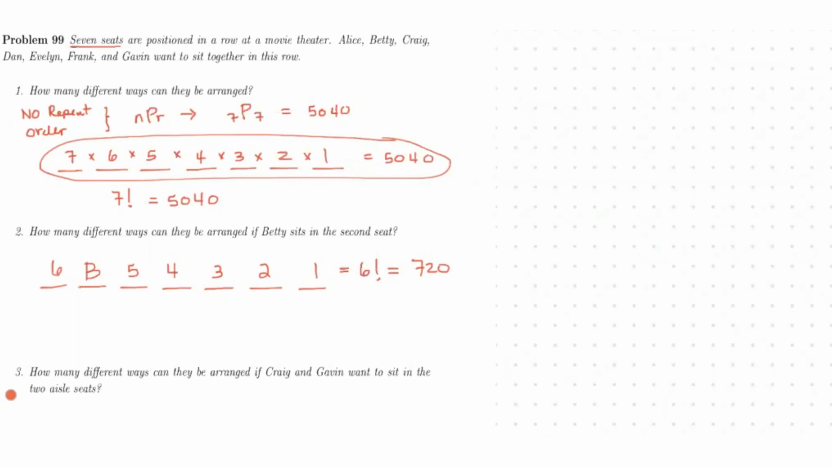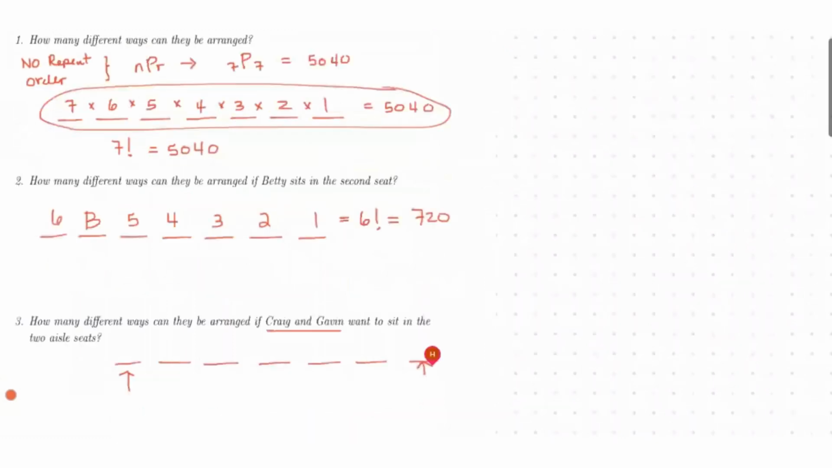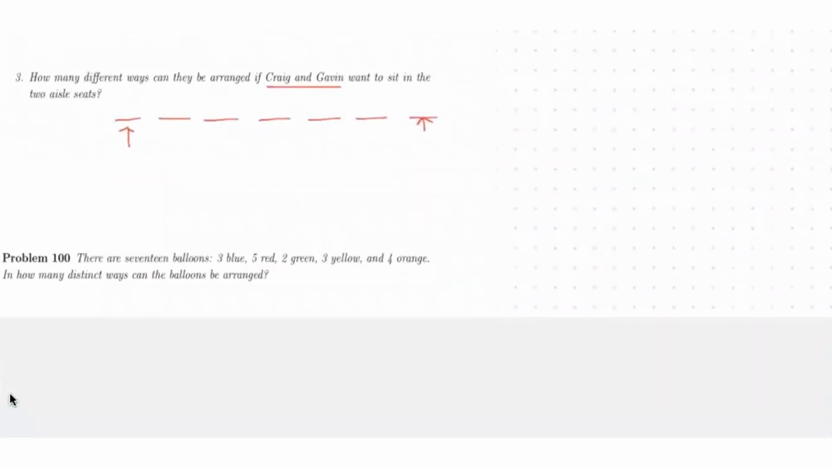Let's move to number 3. How many different ways if Craig and Gavin want to sit in the 2 aisle seats? Okay, so 1, 2, 3, 4, 5, 6, 7. These 2 are the aisle seats, right here. So Craig or Gavin wants to sit here, and Craig or Gavin wants to sit in here.